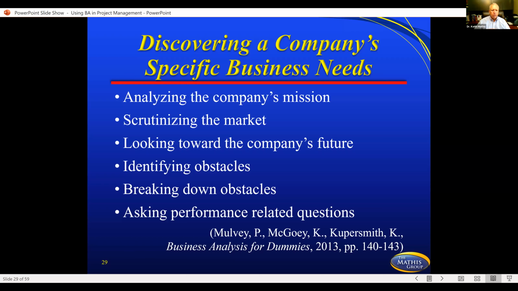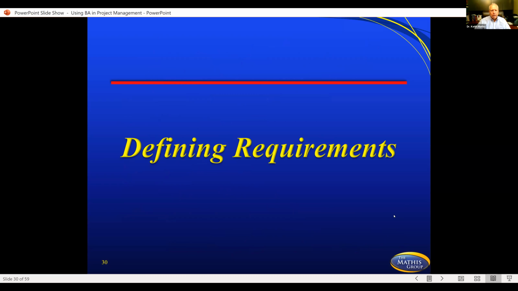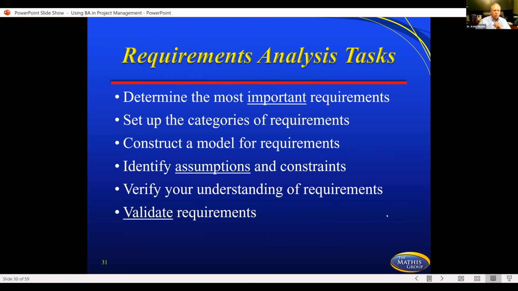Everybody wants things to be cheaper, faster, perform better. My question would almost always be, how are you measuring that? Because that customer is measuring it in some fashion, and you're going to need to be measuring it as well. Okay, so now you're ready to define the requirements.